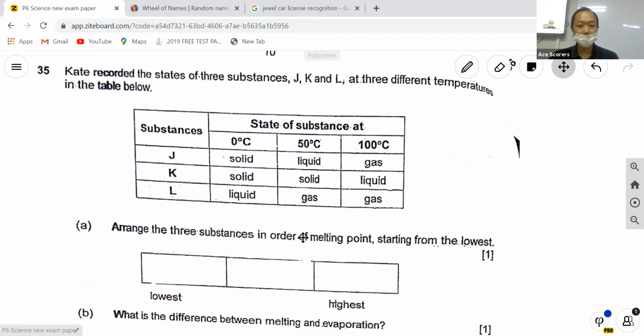Arrange the three substances. Okay, let's look at this, right? So we have melting point, lowest to the highest. Right, you're supposed to put J, K, L. What are you doing? JK or L? Which one? LJK or KJL or what? What's solid, liquid, gas? Come on.